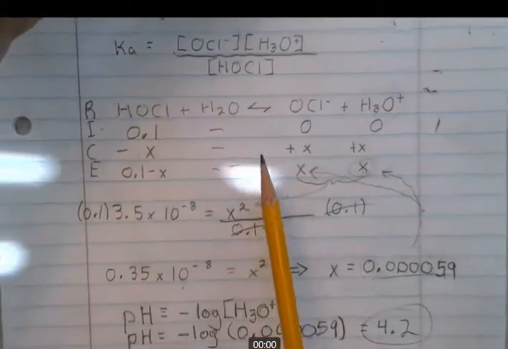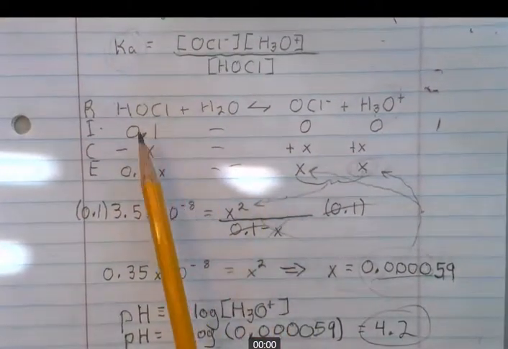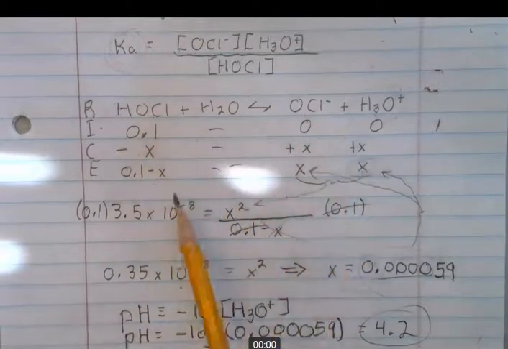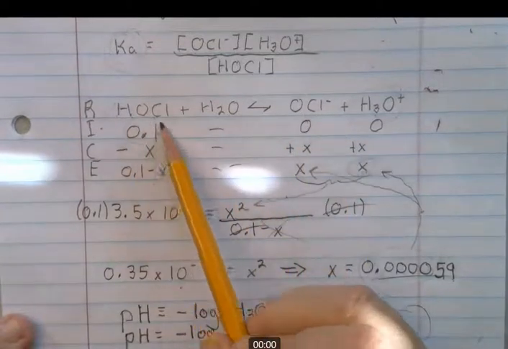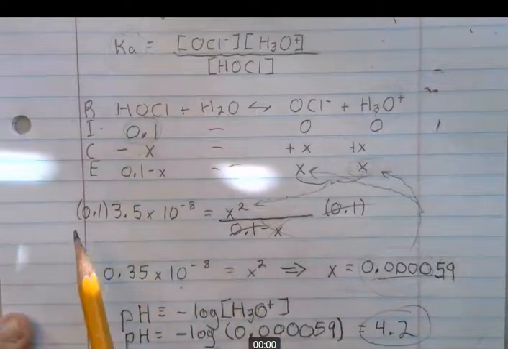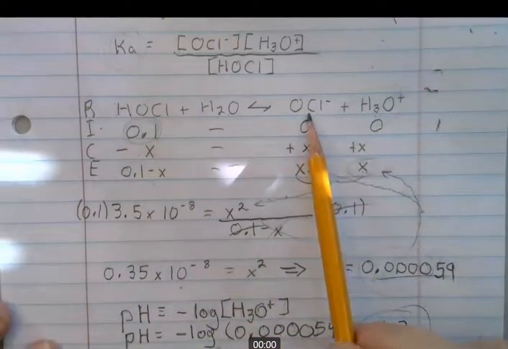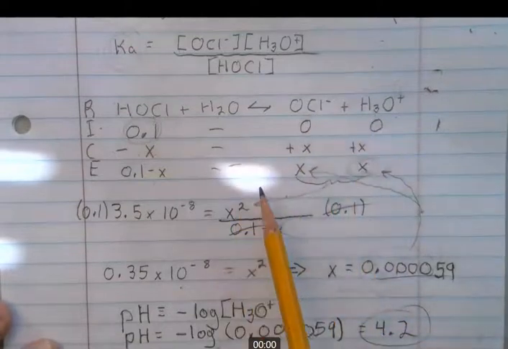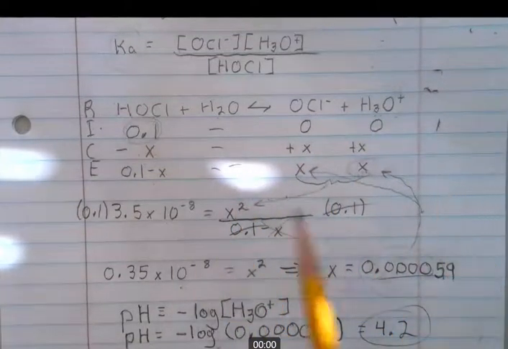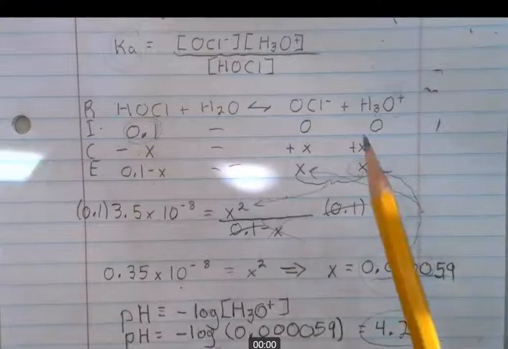So what we do is we take the equation and create an ice table out of it. You start off with this number. That's the only number that you were actually given. But because they didn't tell you anything about the concentration of the products here, you assume that there's 0 at the beginning. Okay? So it's just one of the little tricks of learning how to do these problems. So those are 0.